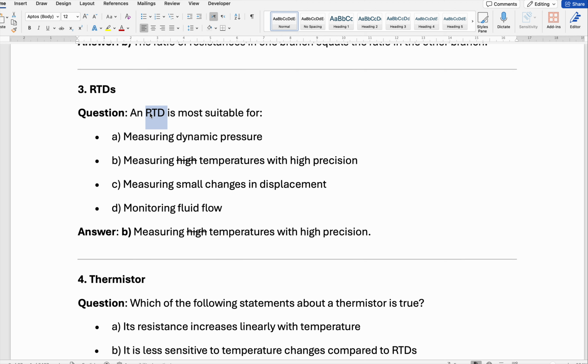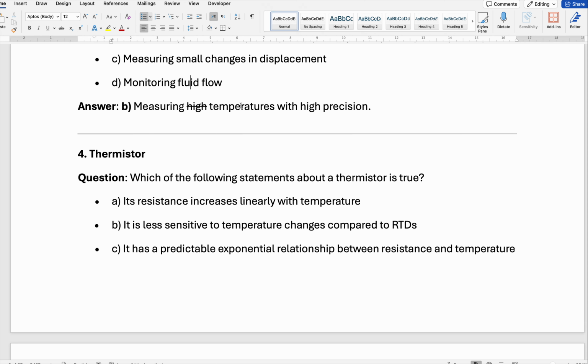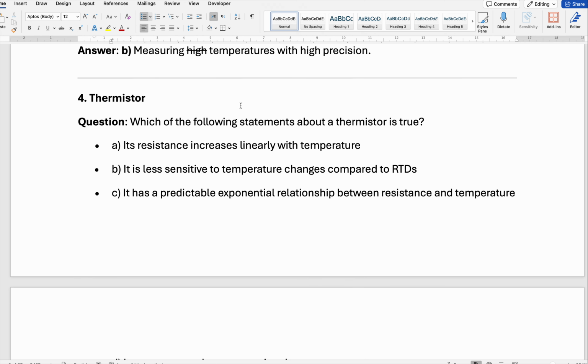And RTD is used to measure what? It is used to measure temperature, not the pressure, not the displacement, not the fluid flow. I just removed the word high because I know that it can measure high temperatures, high frequency, but it's enough to say that it measures temperature, which is the main part here.